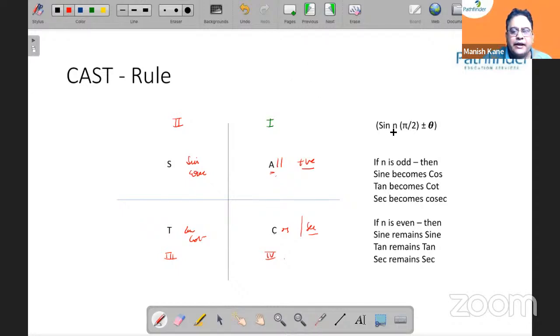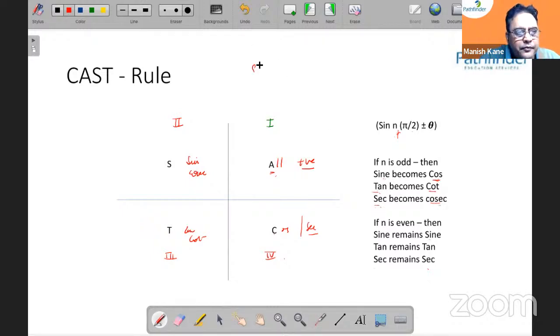Now remember, if I want to calculate any bigger angle, I need to break that angle as n into pi by 2 plus or minus theta. If n is odd, then sine becomes cos, tan becomes cot, sec becomes cosec. If n is even, then sine will remain sine, tan will remain tan, and sec will remain sec. Nothing will change, right? If n is odd, sine becomes cos and cos becomes sine. Tan becomes cot, cot becomes tan, sec becomes cosec, and cosec becomes sec.